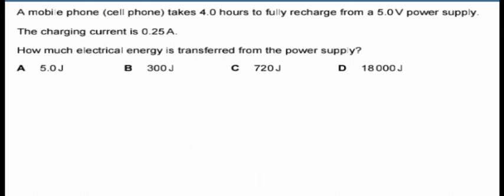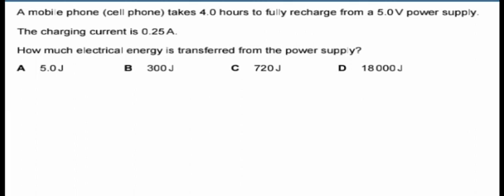The next one is saying a mobile phone, which is the cell phone, takes 4.0 hours to fully charge from a 5.0 volts power supply. The charging current is 0.25 amps. How much electrical energy is transferred from the power supply?